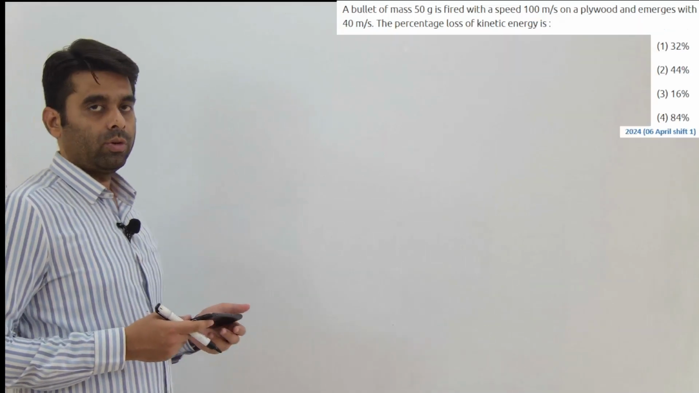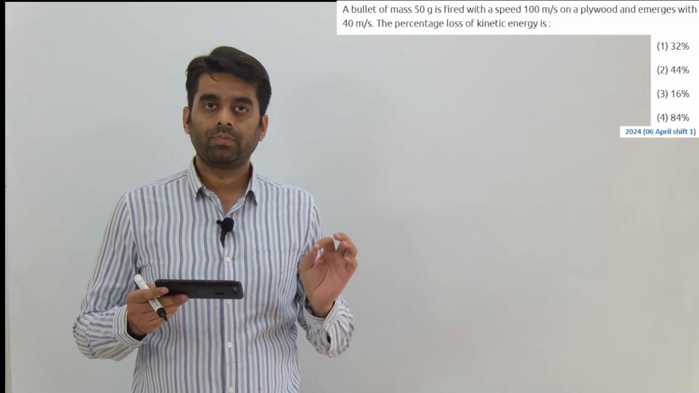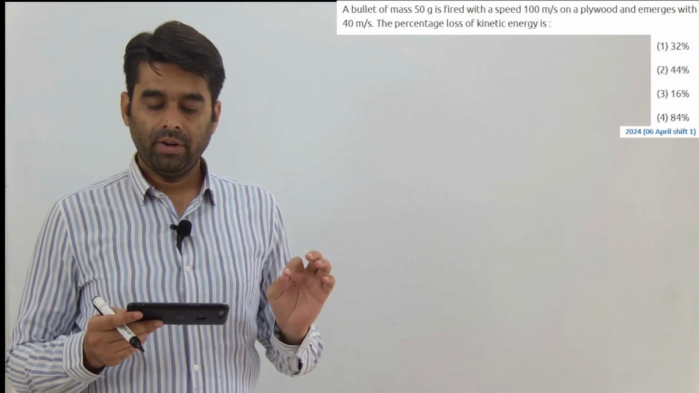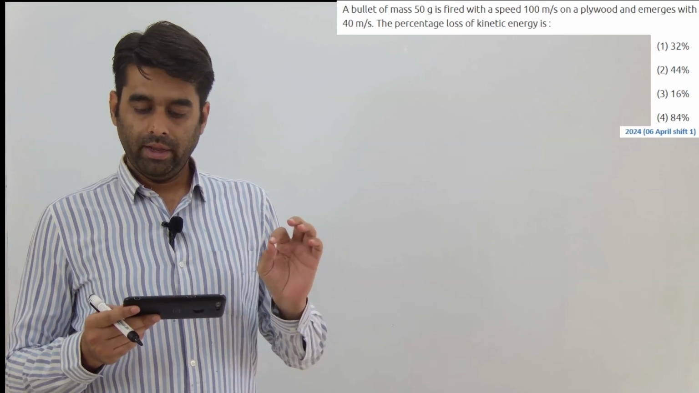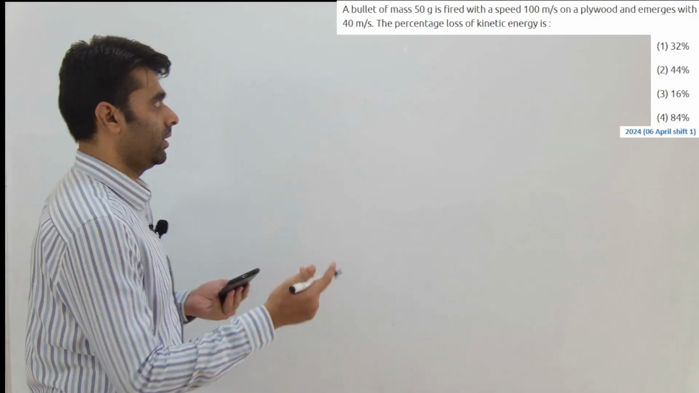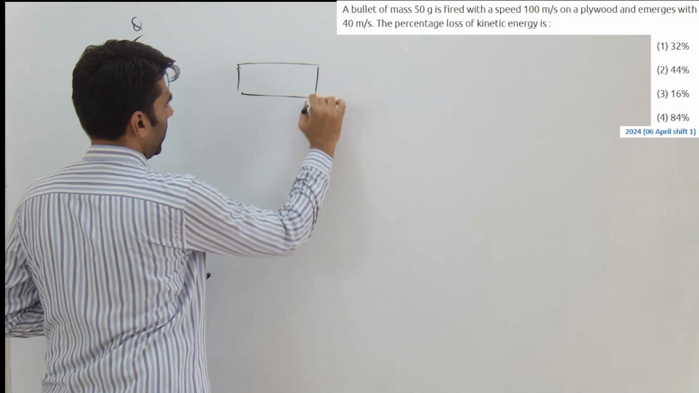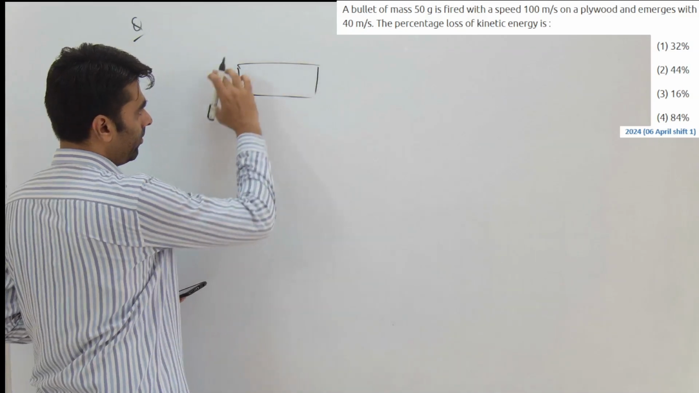Yes. So the question that we have says a bullet of mass 50 gram is fired with a speed of 100 meter per second on a plywood and emerges with 40 meter per second. Let us draw the situation. Some plywood sheet is there. Basically, I have drawn it like this.